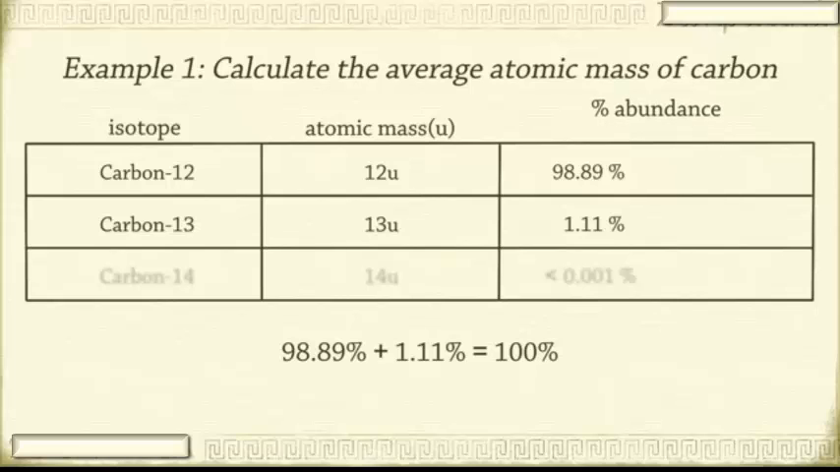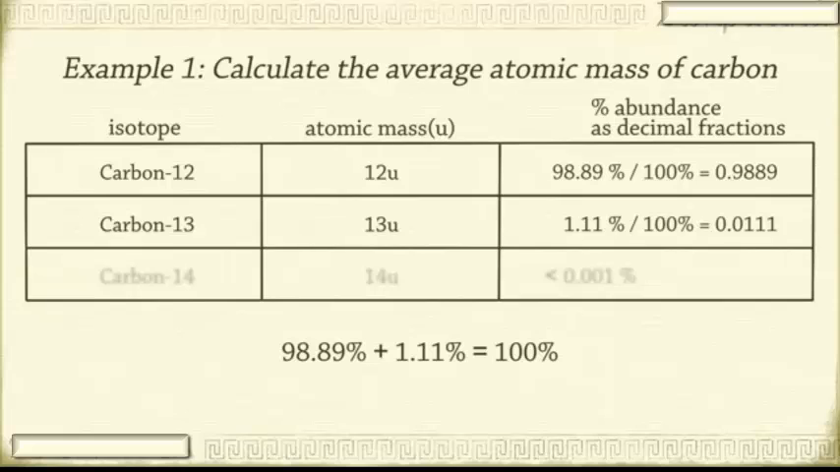Change the percent abundances to decimal fractions by dividing by 100%. 98.89% becomes 0.9889, and 1.11% becomes 0.0111. Check your answer.